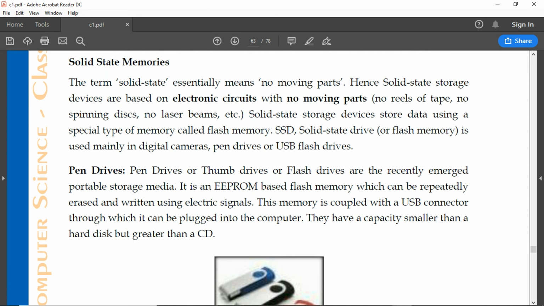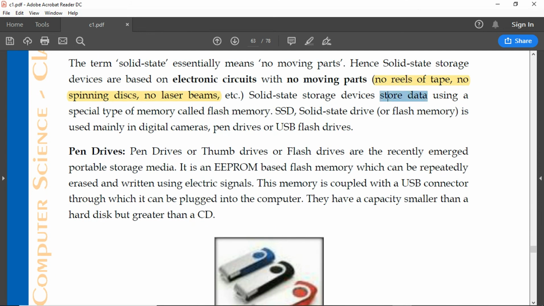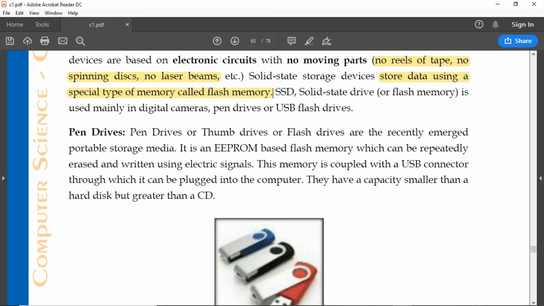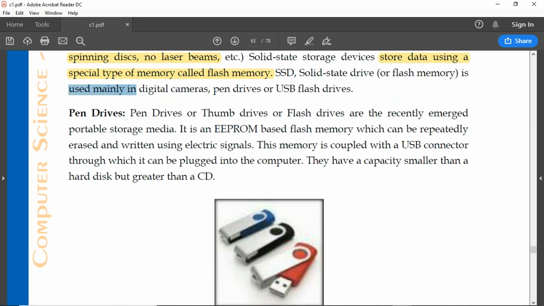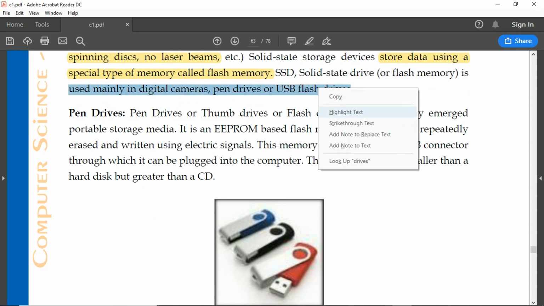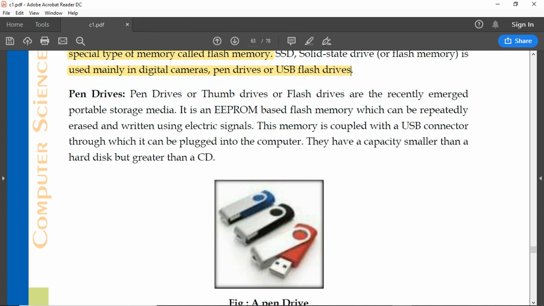Solid-state memories. The term solid-state essentially means no moving parts. Hence solid-state storage devices are based on electronic circuits with no moving parts, no reels of tape, no spinning disks, no laser beams, etc. Solid-state storage devices store data using a special type of memory called flash memory. SSD, solid-state drive, or flash memory, is used mainly in digital cameras, pen drives or USB flash drives.